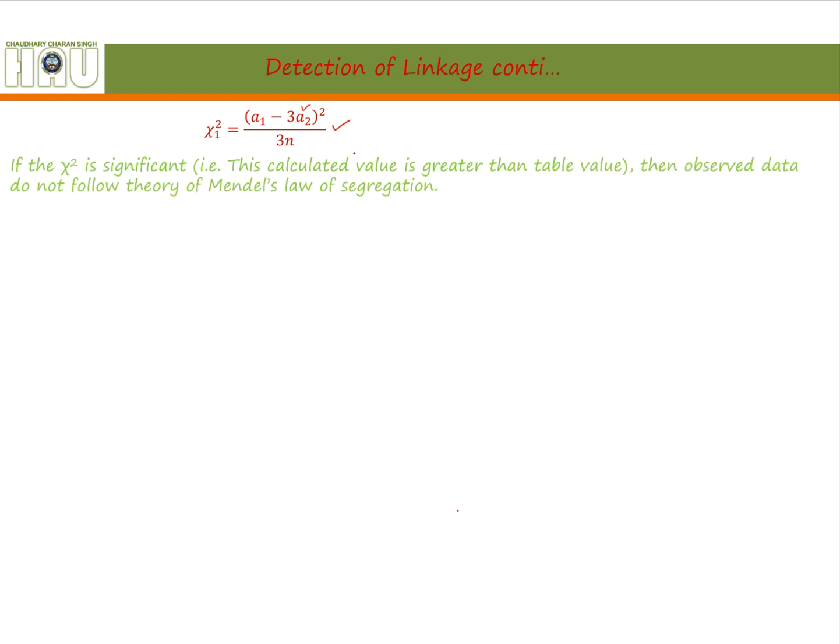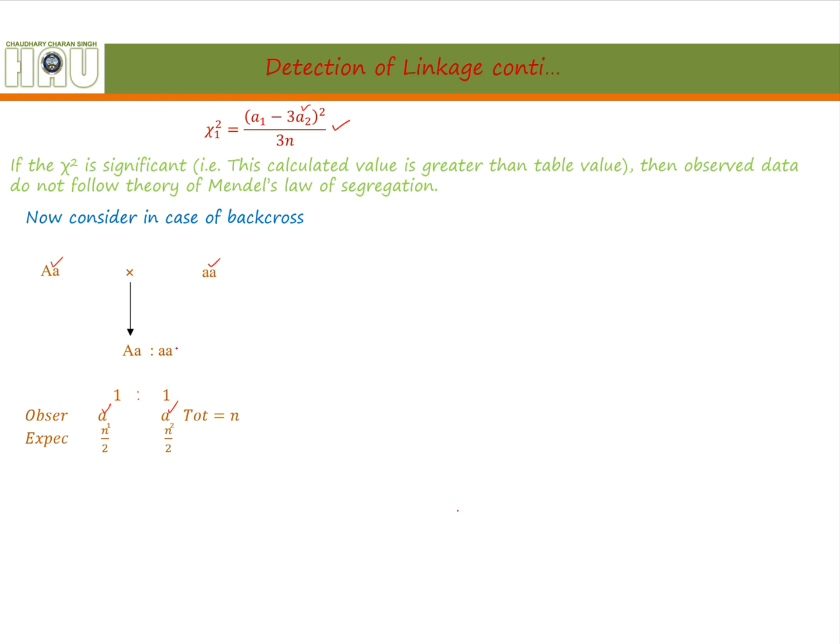Now we consider a case of, say, back cross. So now we consider the case of back cross in which F1 is crossed with the recessive parent, and we will get a ratio 1 is to 1 according to Mendel's law. But suppose A1 is my observed number in an experiment, A2 is my observed number of this class.